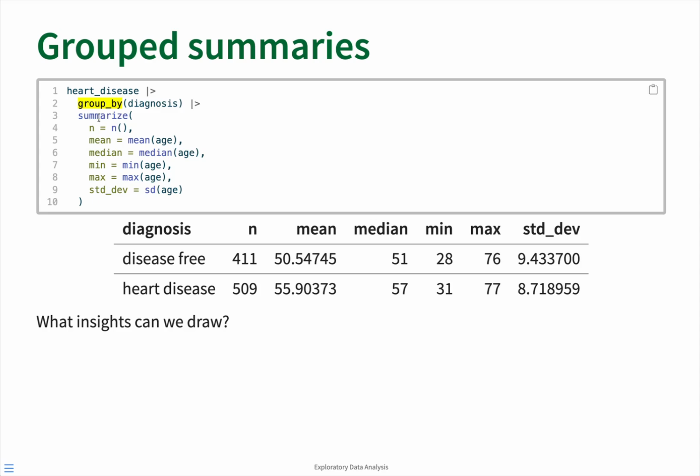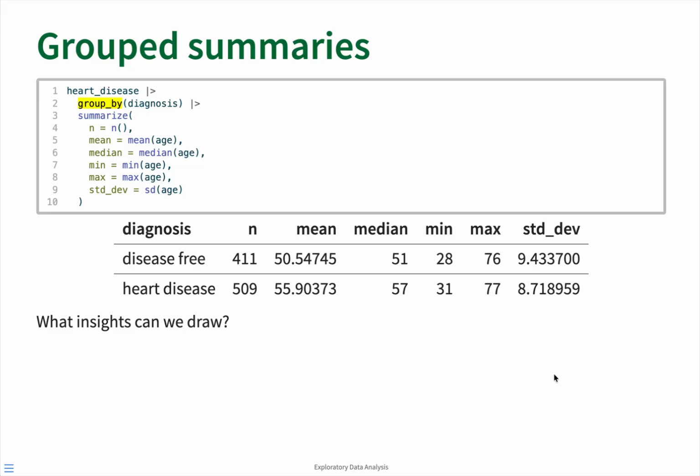The effect this has when we get to the summarize function is that summarize then calculates its summary statistics separately within each group. So we get a group of all the patients, or rows of the data frame, where the diagnosis column equals disease-free. And we can see that the n function says there are now 411 rows in the category. Similarly, there are 509 rows in the heart disease category. And then we get separate means and medians for both of those categories as well.